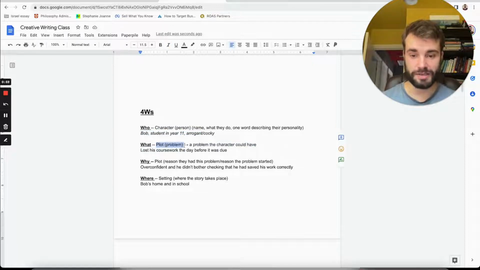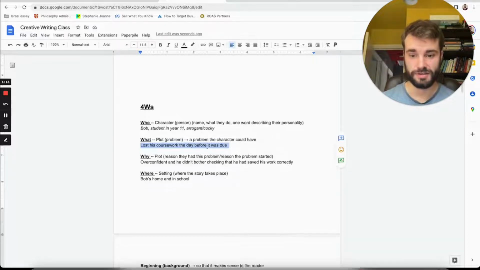Then you need a plot. Now a plot needs to be a problem. Every good story is about a problem the character could have. Think about the kind of character you just imagined. What problem could that person face? Well, Bob might have lost his coursework the day before it was due. That's a problem for a year 11 student.